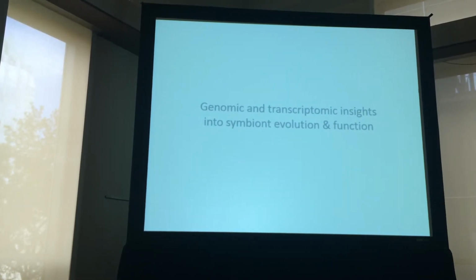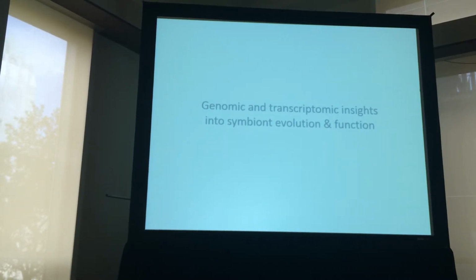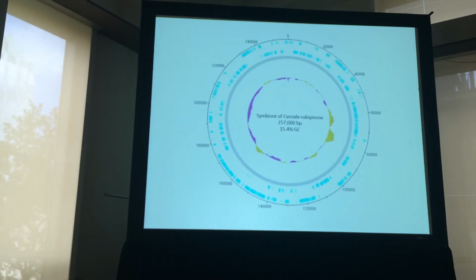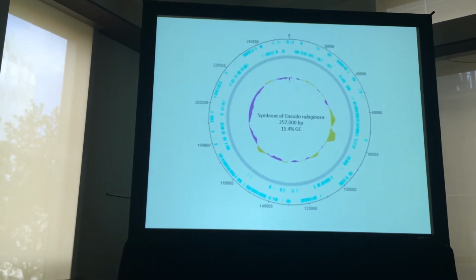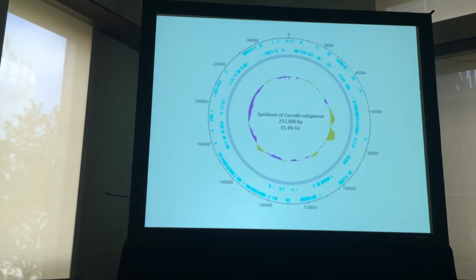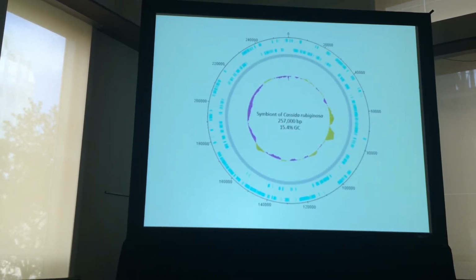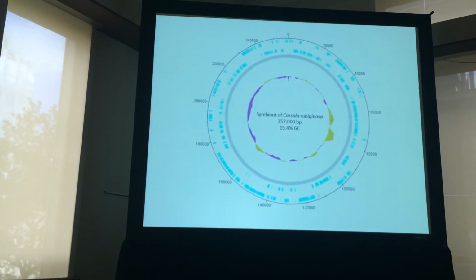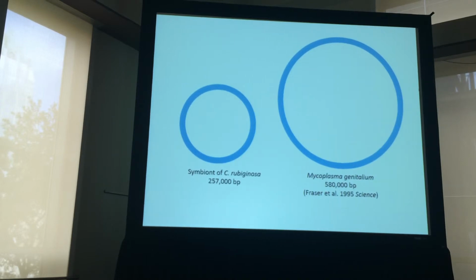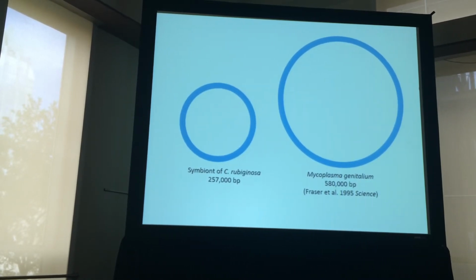And so here we combined genomic as well as transcriptomic techniques to assess symbiont function. And when we looked at the genome, this was perhaps the most surprising part of the study. The genome was tiny for an extracellular symbiont. It was about 4.25 MB with a really, really low GC content at 15.4%. And just to give you a framework of comparison, the smallest known extracellular microbe is Mycoplasma genitalium, which is roughly twice the size of this genome for Cassida reviginosa, or the symbiont of Cassida reviginosa.